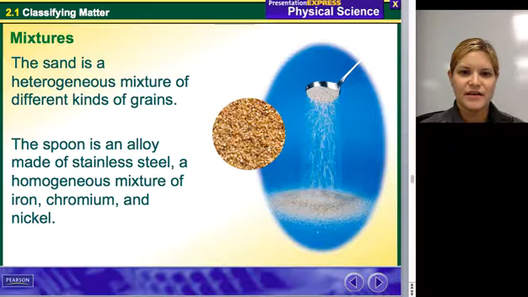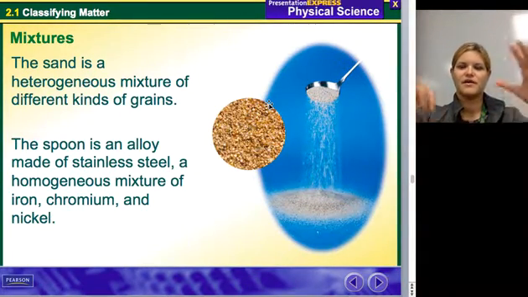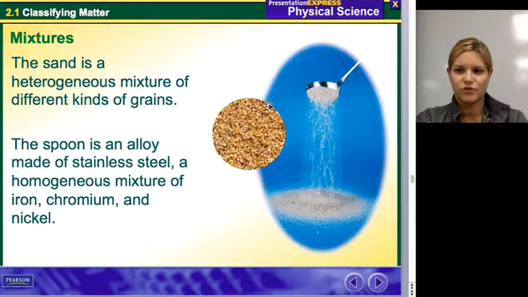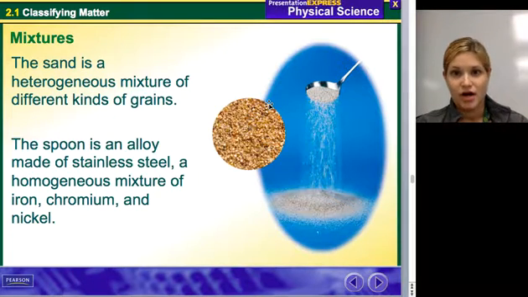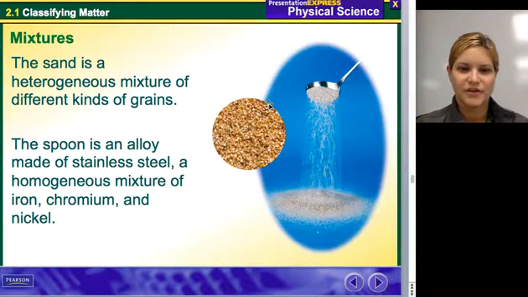The sand in this example here is a heterogeneous mixture. You can see the different kinds of grains. And then we've got a spoon, a metal alloy. Alloy just means that it's a mixture of metals. What you do is you melt down the two metals, mix them together, and then you can forge them into an actual shape, which is how bronze gets made. It's tin and copper that get melted down and then used for different purposes. So the spoon would be an example of a homogeneous mixture, and the heterogeneous mixture would be the sand.